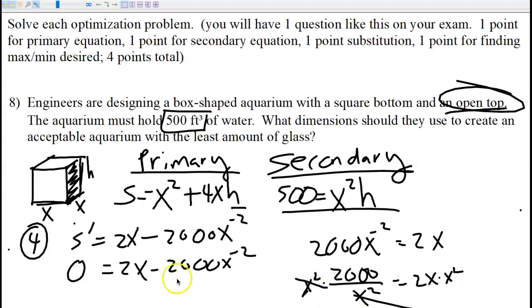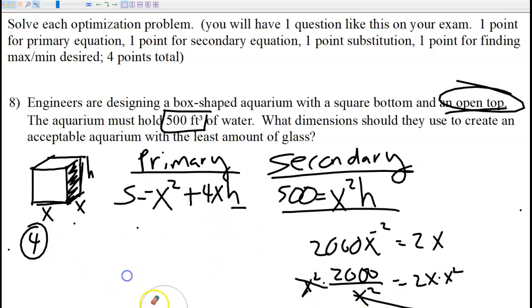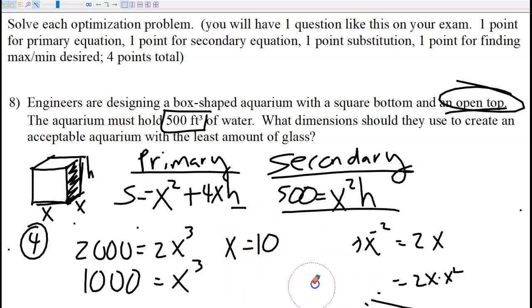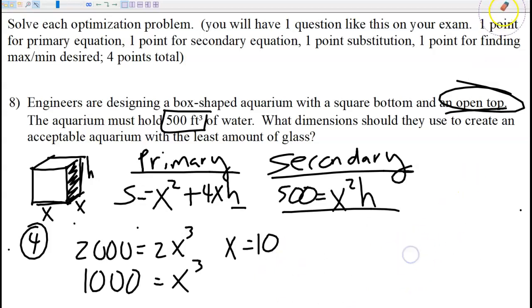And have 2,000 is equal to 2x cubed. If I divide both sides by 2, and then if I take the cube root, I end up with x equals 10. So I got x equals 10. Now the question is asking us to find the dimensions. That means the length, the width, and the height. Well, the length and the width are the same. They're both x, so we have that.